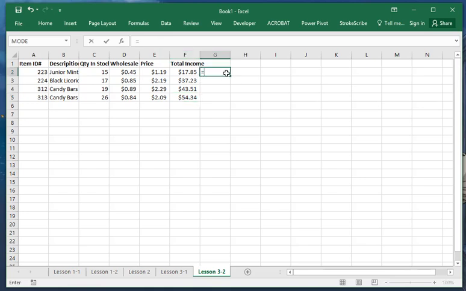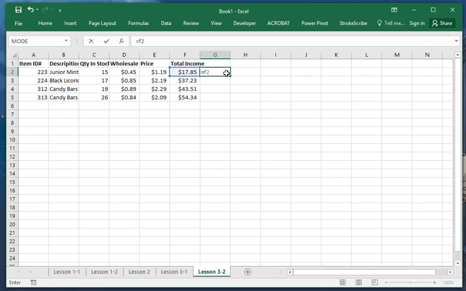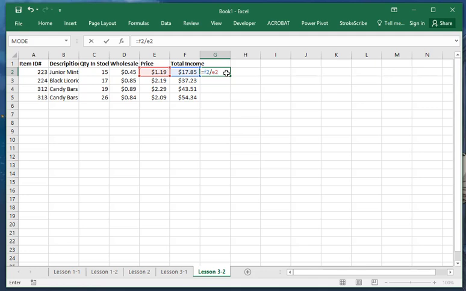Division, you can do the same way if you wanted to. So equals F2 divided by price, E2. This should spit out 15 again for us. 15, F2 divided by E2 equals 15. So all we did was divide the total income by the price to get the quantity. So we just did the operation in reverse. And that's how you represent division in Excel. It's just the forward slash.